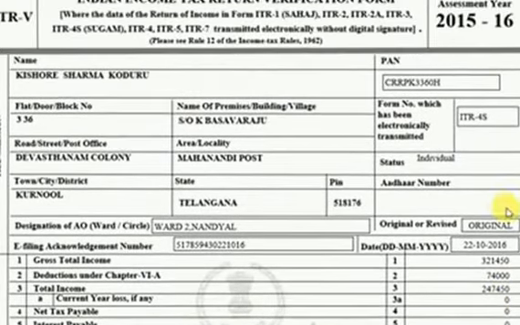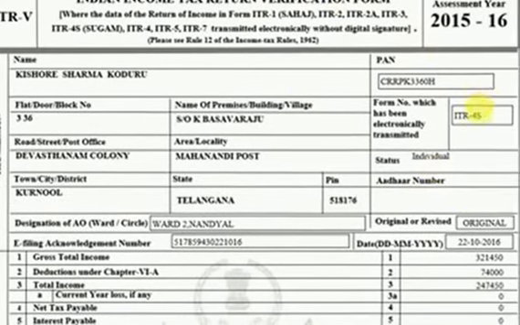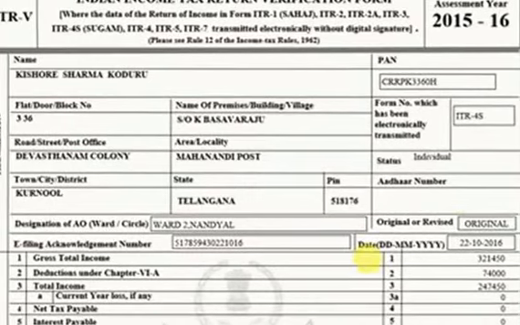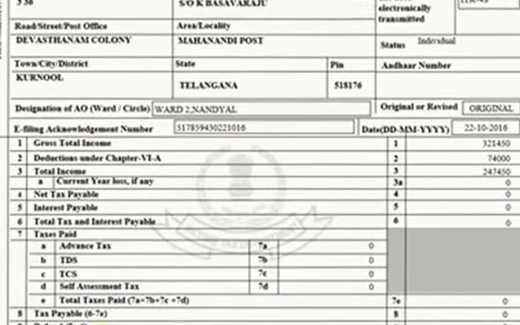Now we can apply for credit cards, loans, whatever. This is ITR 4. This is a business return. We can add a computation, profit and loss sheet, and balance sheet. We can learn that in the next video.